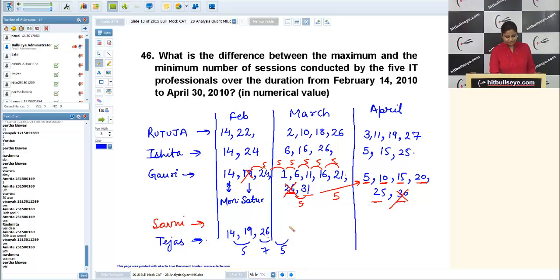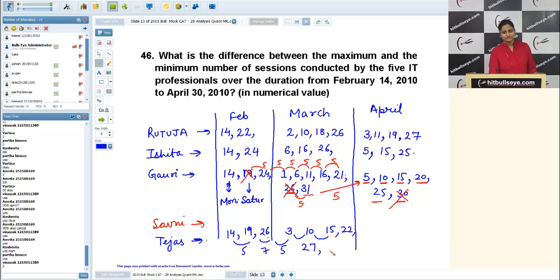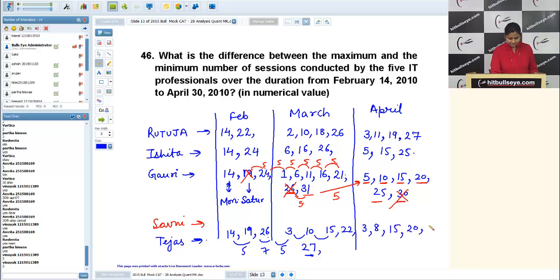31 minus 28 will be 3. Then you will add 7. Then you will add 5. Then you will add 7. Then you will add 5. Then you will add 7, which will be 34. And 34 minus 31 will be 3. Is it okay? Now you will add 5, you will add 7, 5, 7, that's it.